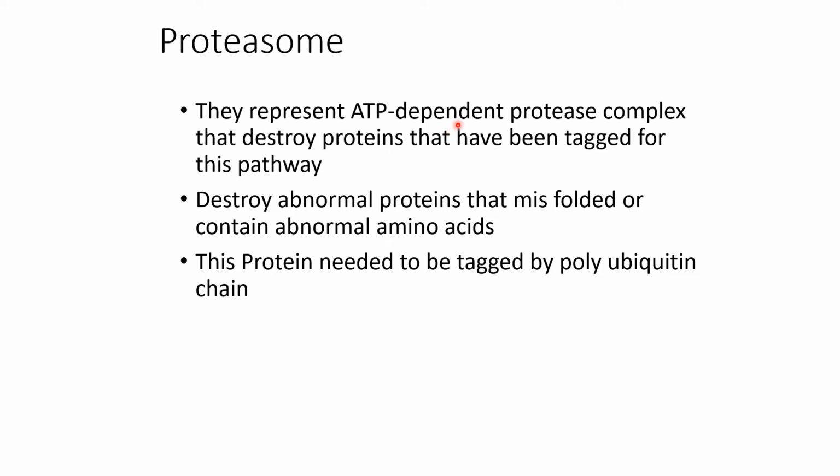I need energy. The protease is going to destruct the protein into amino acids, and this abnormal protein should be tagged for this pathway. What are the abnormal proteins that I can see inside the cell? Those proteins that are misfolded or contain abnormal amino acids. How am I going to tag this protein? By the ubiquitin.